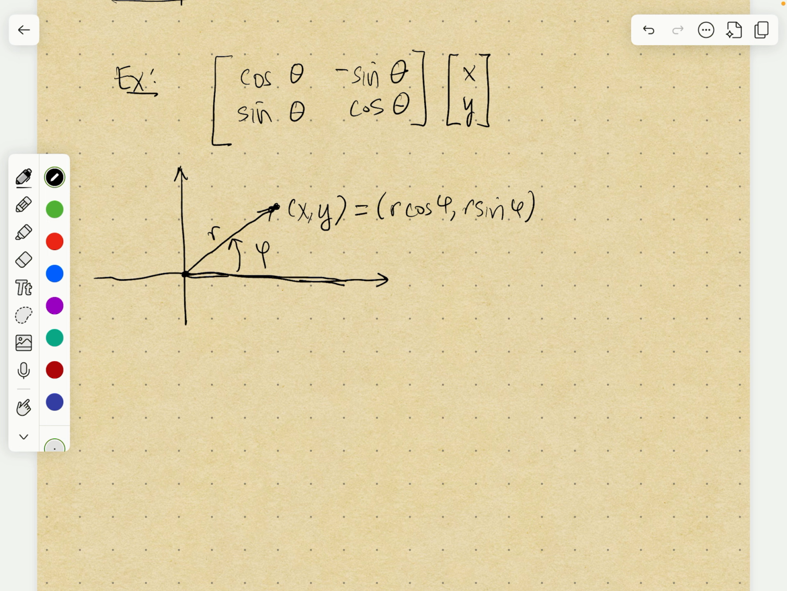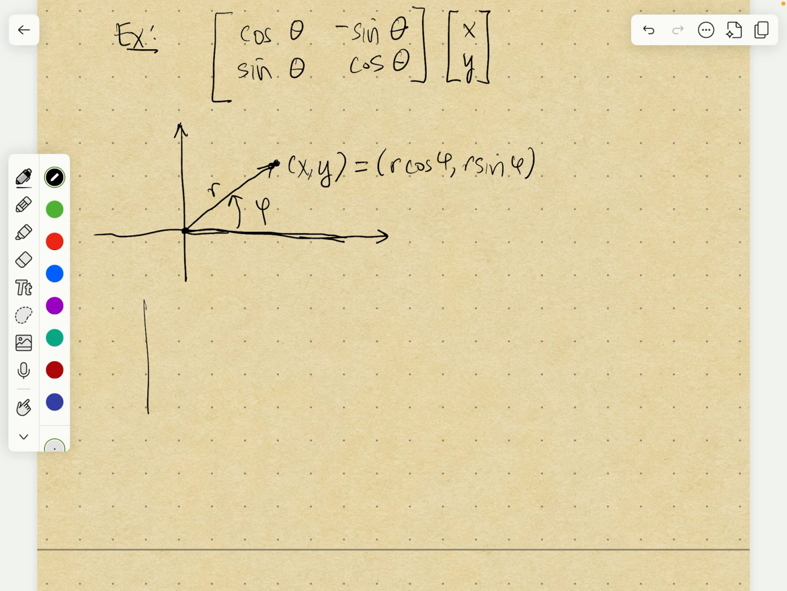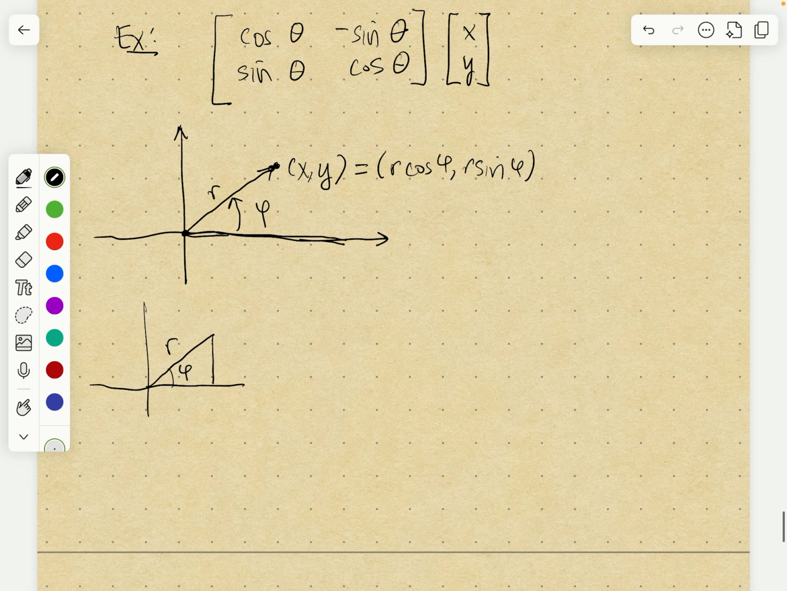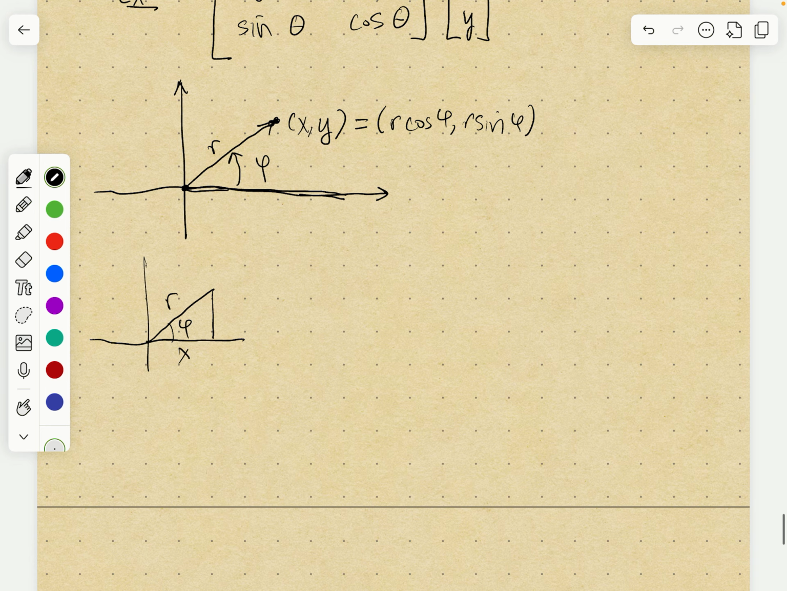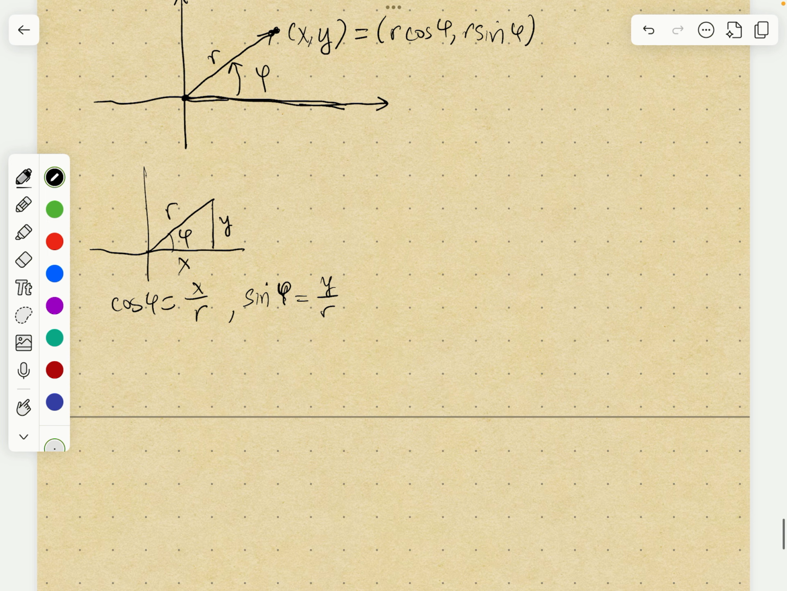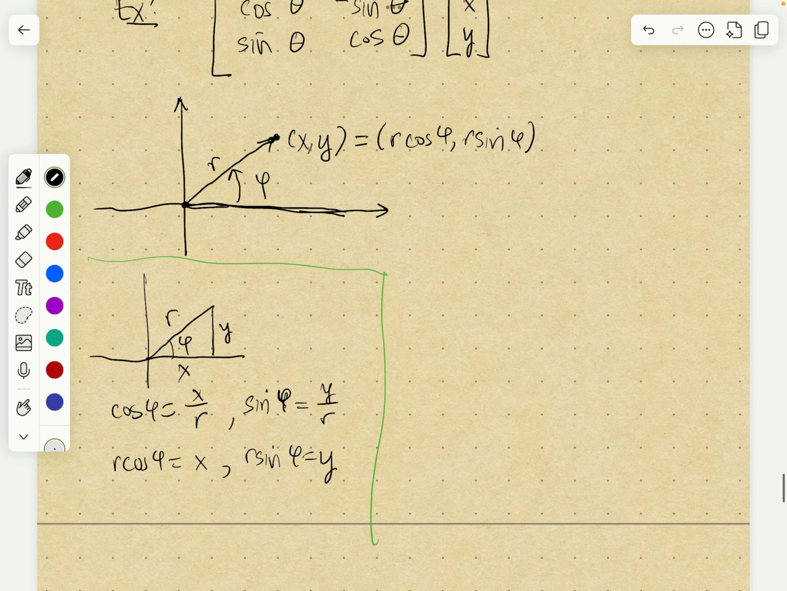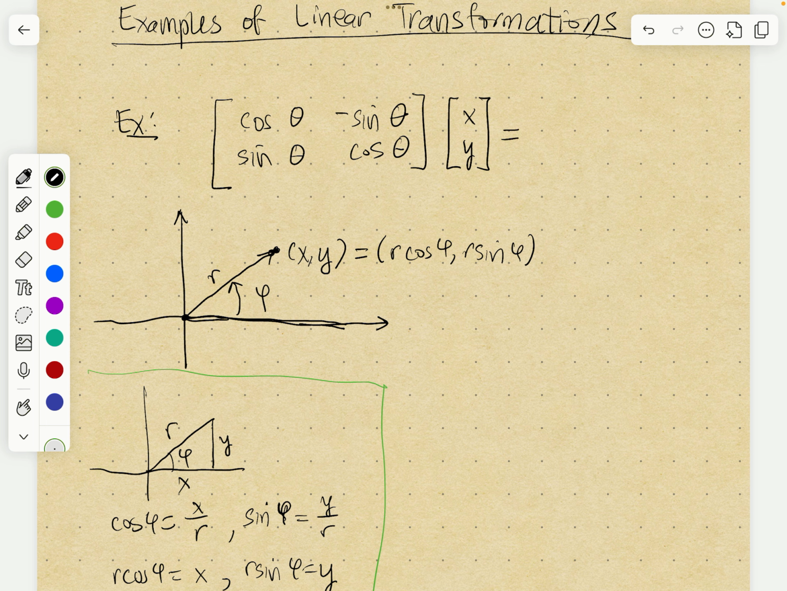Let's remind ourselves of why that's true. When you have a hypotenuse r and an angle phi, cosine of phi is the adjacent length over the hypotenuse, and sine of phi is the opposite length, which is y, over r. If you multiply both sides by r, you get r cosine phi is x and r sine phi is y. That's the reason why x is r cosine phi and y is r sine phi. So now let's use the polar coordinates.